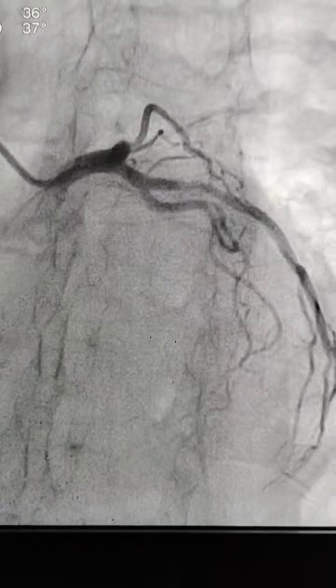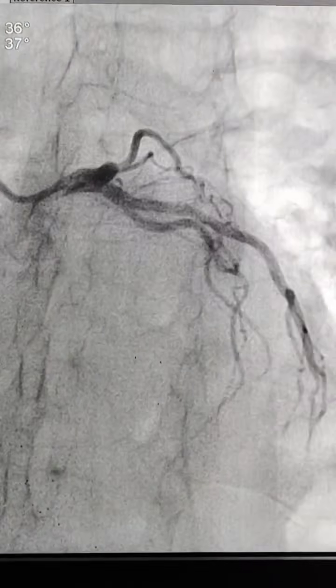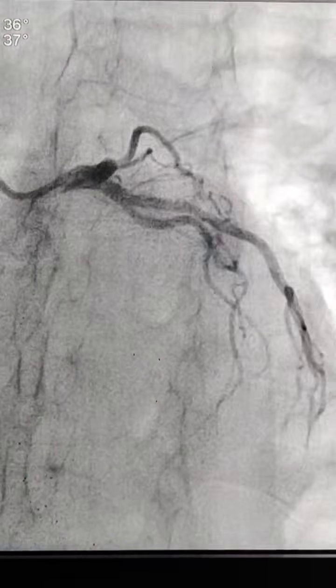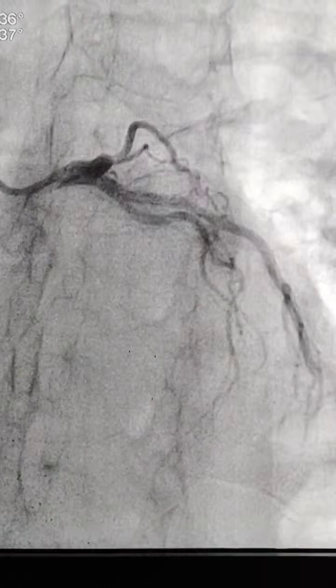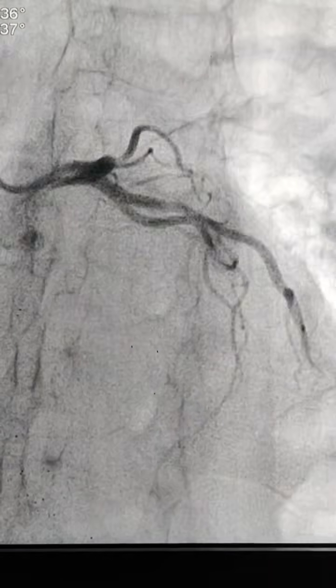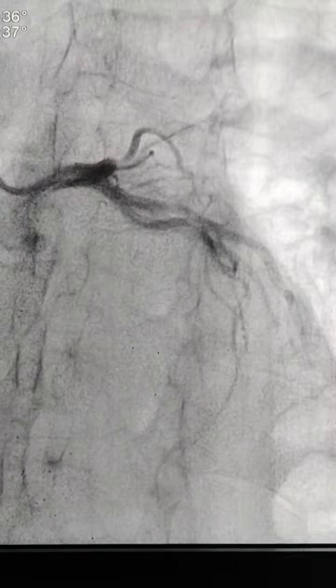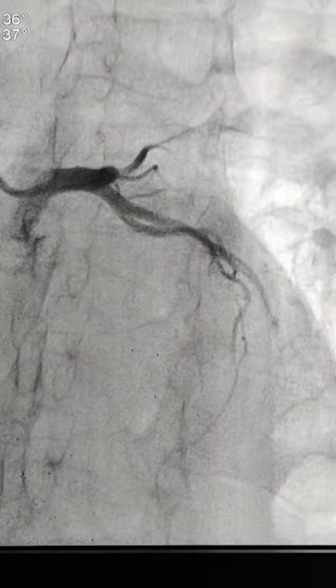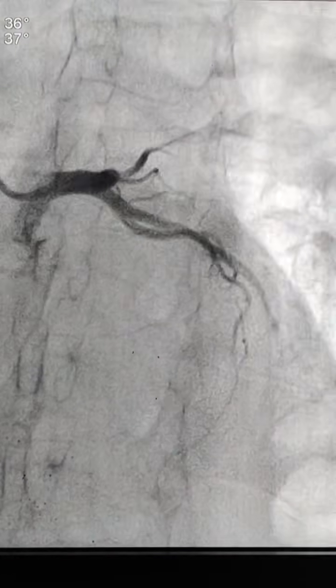So this is a 75 years old female, and she presented with an extensive anterior wall MI, severe LV systolic dysfunction. On ECG there was ST elevation in 1, aVL, V1 to V5, V6, and after the 4th, 5th day she has come, and this is the angio.